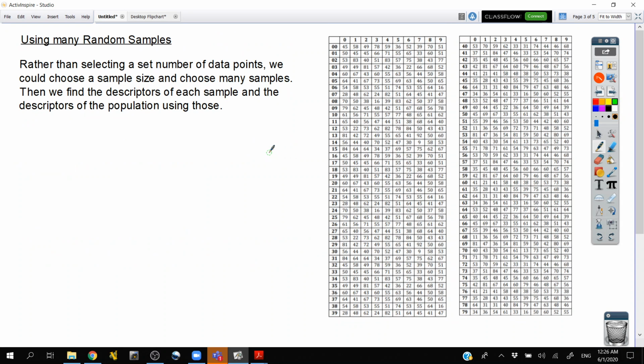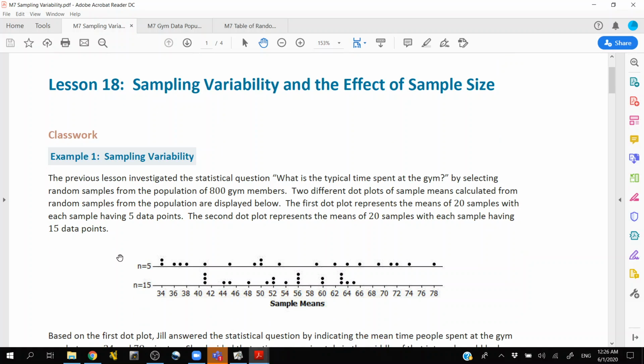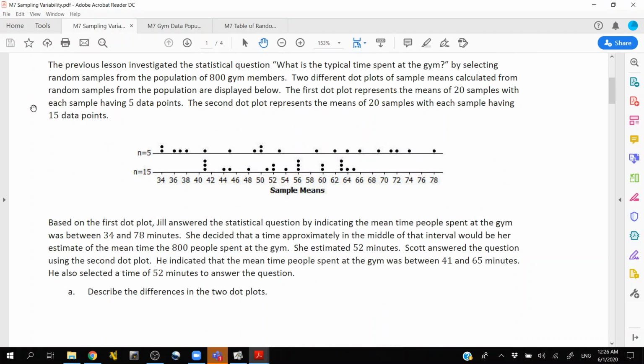Given that, I think you guys can come and answer this first set of questions. If you read this, you'll see the difference in these is that here we have a sample size of 5 for each data point. So they chose 5 data points here, 5 data points here, 5 data points here, and averaged those 5 data points. These are the averages.